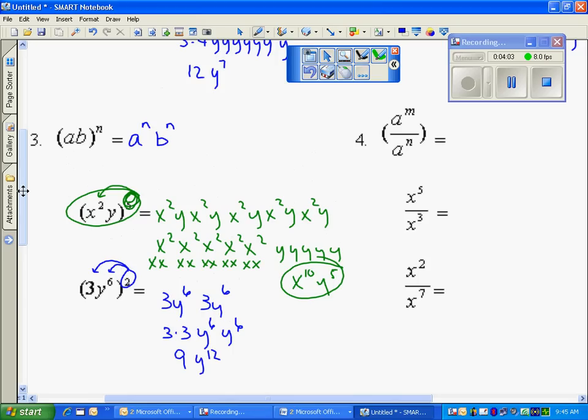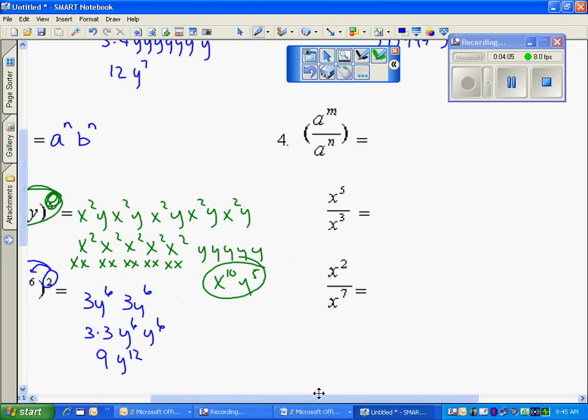What do I do when I have division? Well, through expansion, I'm going to go ahead and write down my 5 x's and my 3 x's in my denominator.